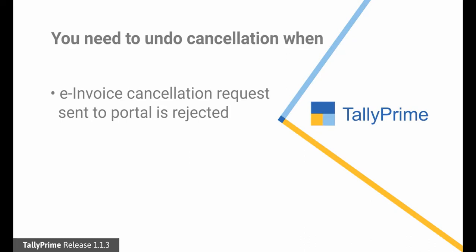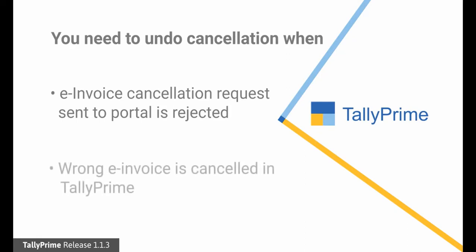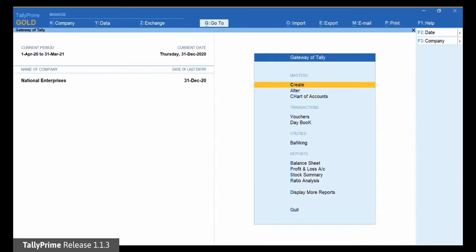reverted to earlier status. Further, you will need it when you accidentally cancel the wrong e-invoice in TallyPrime. Therefore, you want to undo the cancellation and go on to cancel the correct invoice before sending the cancellation request to the e-invoice portal. The Undo Cancellation feature provided in TallyPrime allows you to undo the cancellation such that a cancelled e-invoice is reverted to its earlier status. Let us see how to do it.